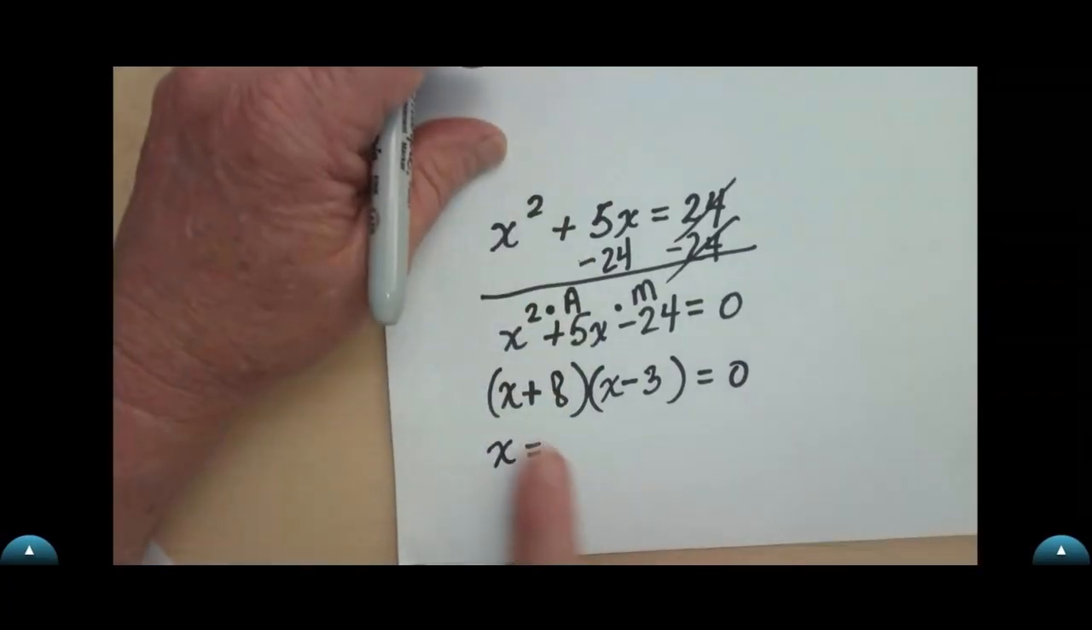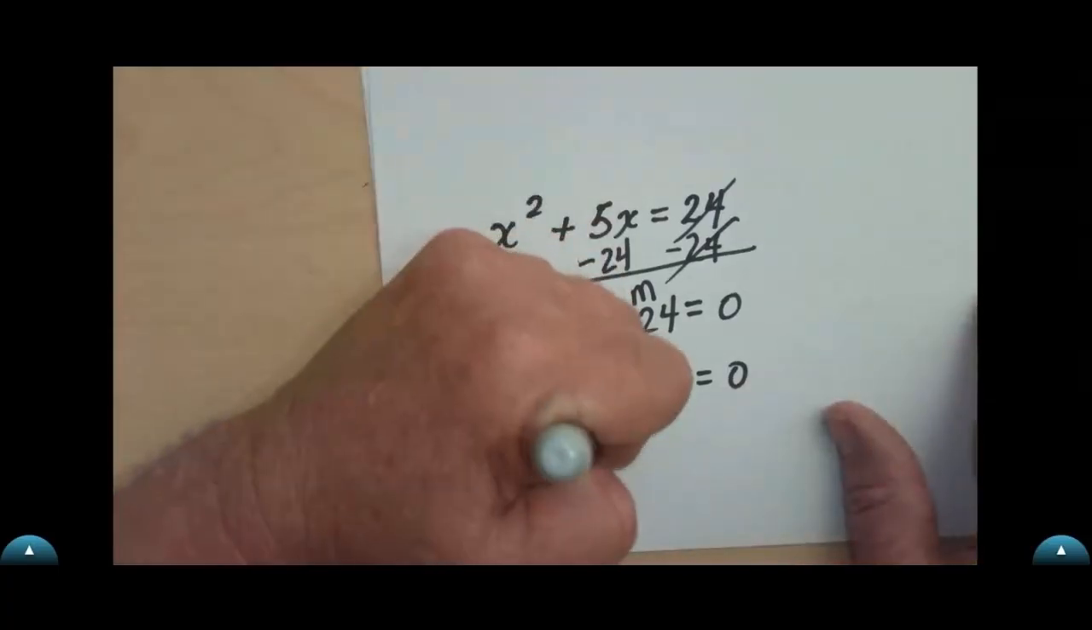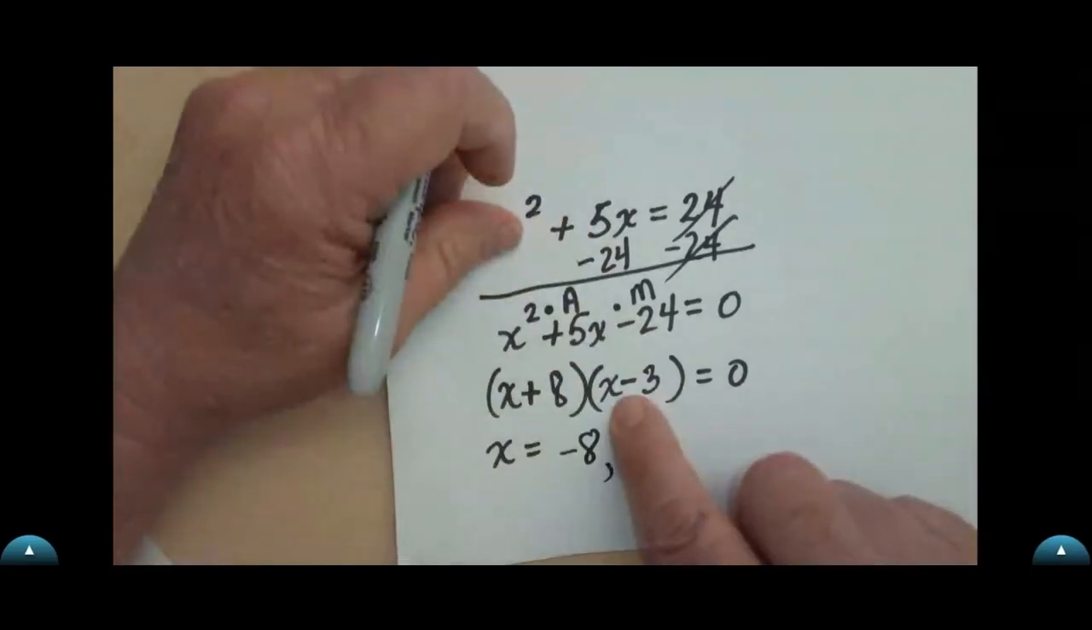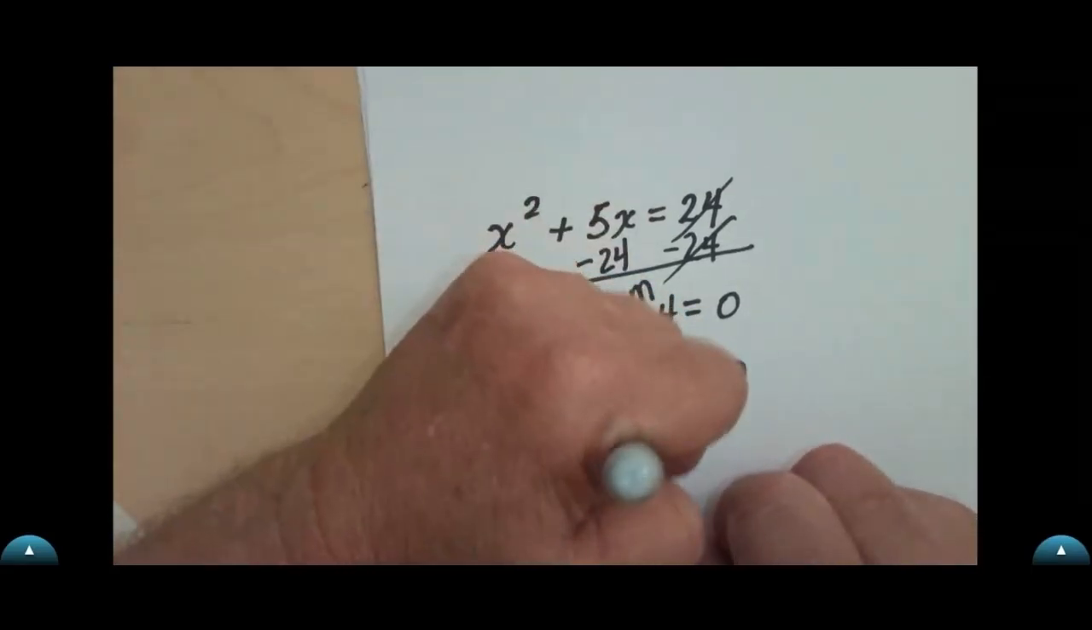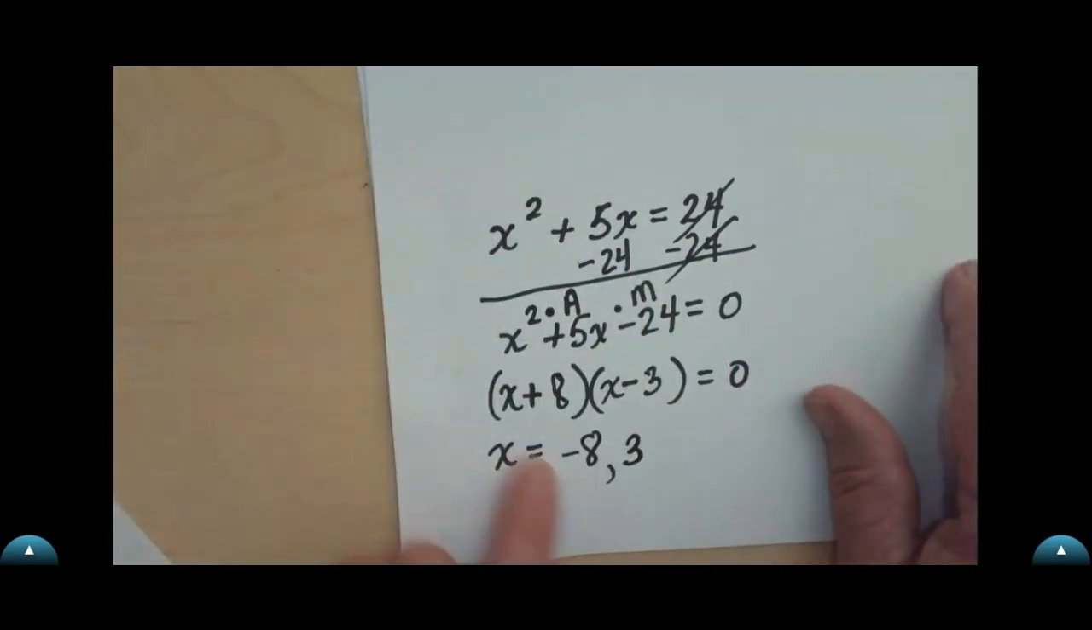Well, if I plug 8 in here, 8 plus 8 is 16. Don't you want it to be 0? Negative 8. And then what should this one be then? Positive 3. I agree. So notice what you plug in here to make this 0 isn't 8, it's negative 8, right?